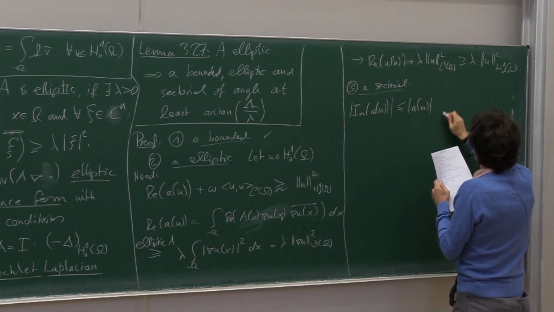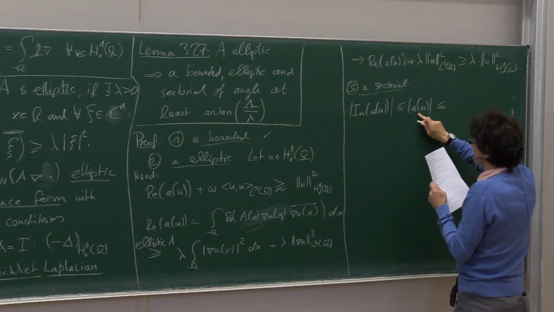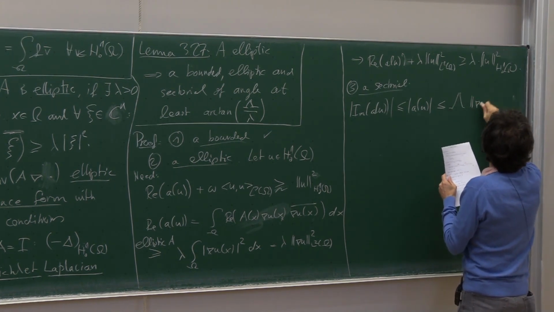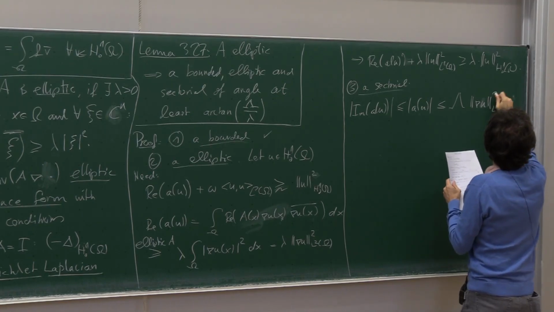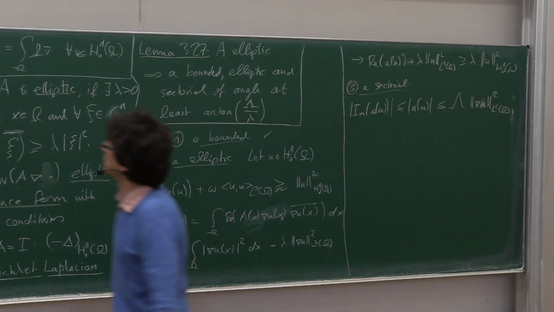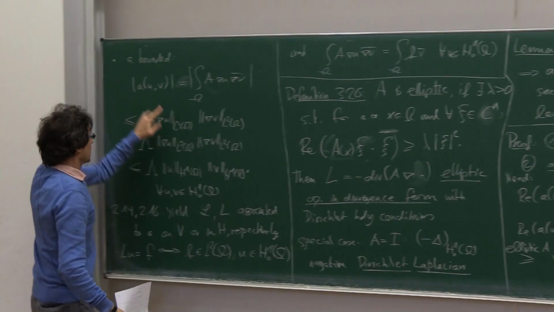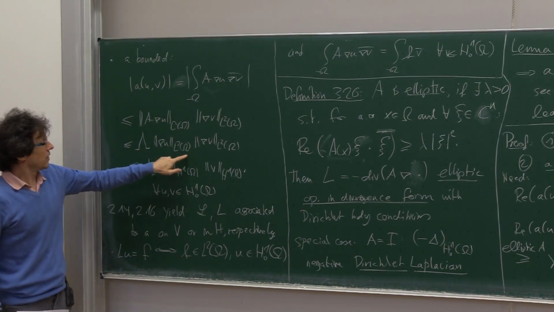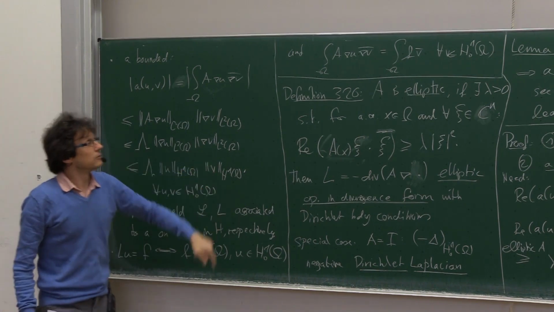And now this is just boundedness of A. So this is bounded by capital lambda times the gradient of u in L2. So this was the calculation that we did here. So A of u,u can be bounded by capital lambda times the gradient of u in L2 times the gradient of u in L2, so capital lambda times the gradient of u squared.